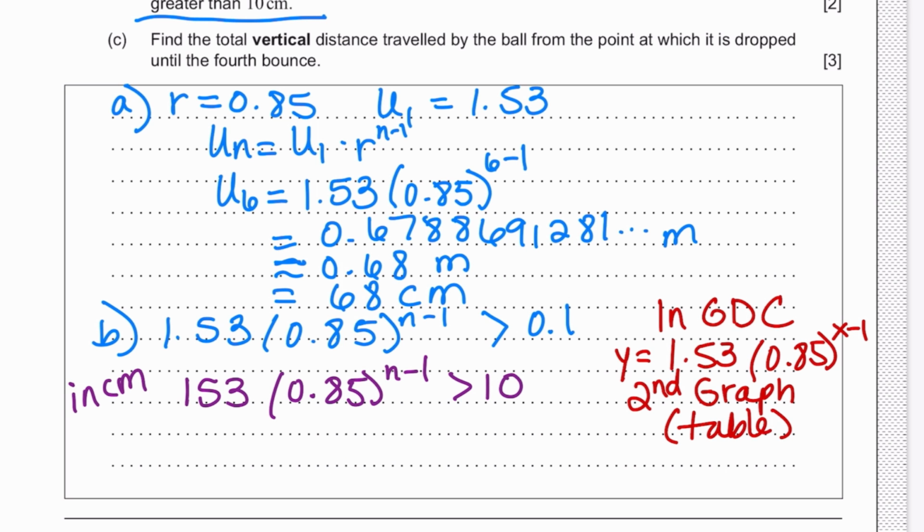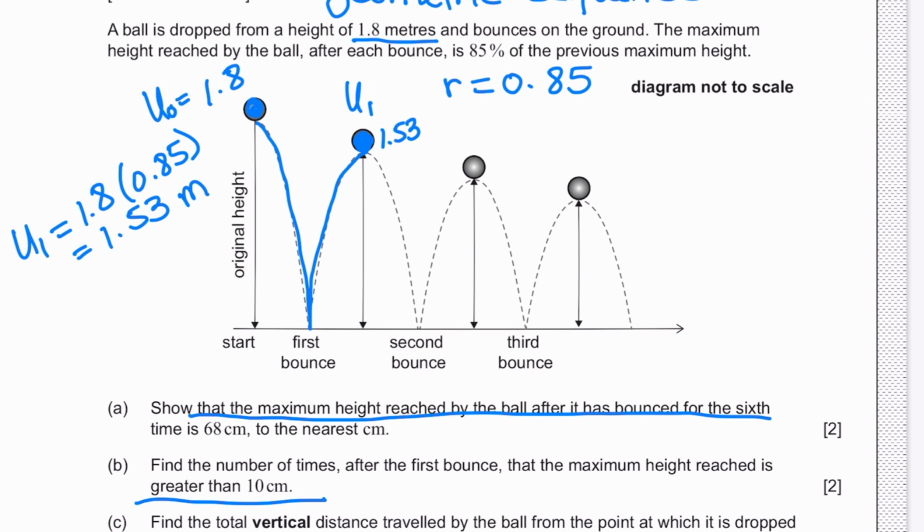So finally, it's time for the last question. It says, find the total vertical distance traveled by the ball from the point at which the ball is dropped until the fourth bounce. So right now the ball is dropped, and at that point it has traveled 1.8. Then it's going to bounce 1.53 up, and then it's going to go down again 1.53. Then you can take 1.53 and multiply it by 0.85, and that's going to be the same amount going up as it is going down.